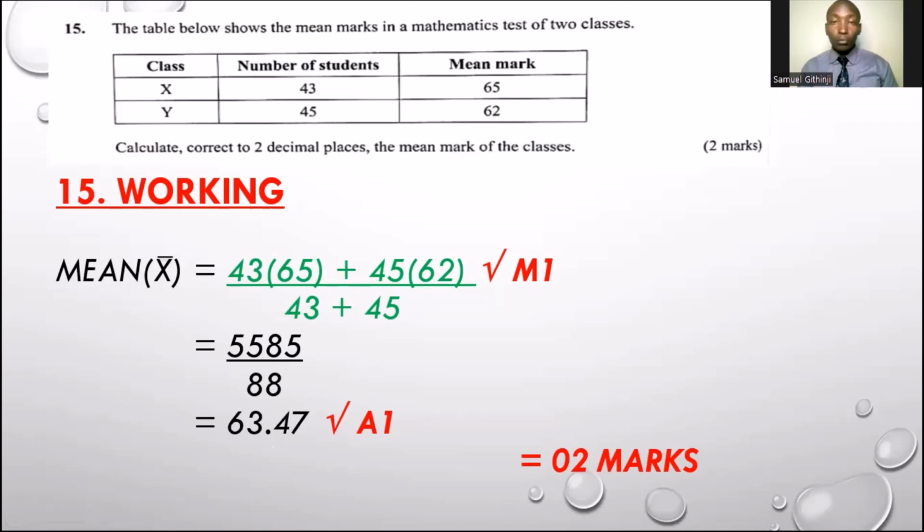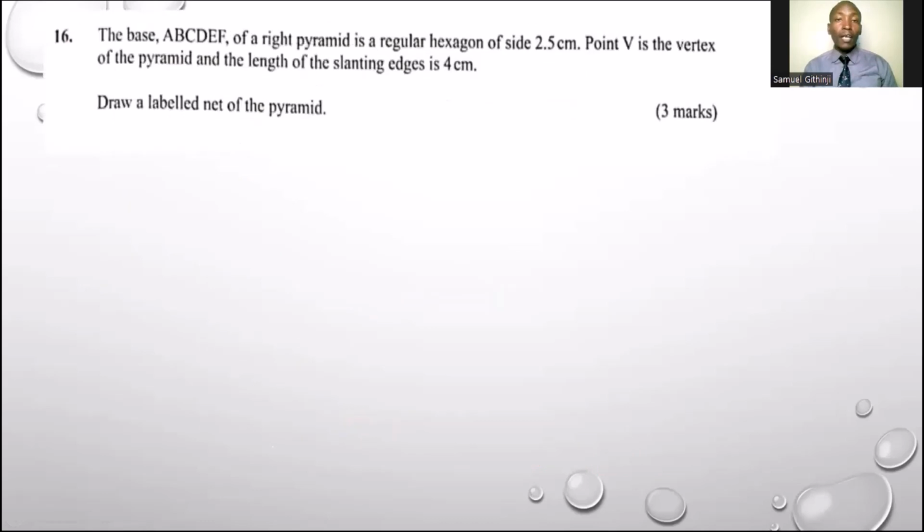We're going to move on to the very last question that I'm doing for this paper. Section 2, I'll do maybe later. Look at this. You're given that this is the base of a pyramid, A, B, C, D, E, F. It is a regular hexagon. The sides are 2.5 centimeters. V is a vertex above the center of the base, of course. The length of the slant edge is 4 centimeters.